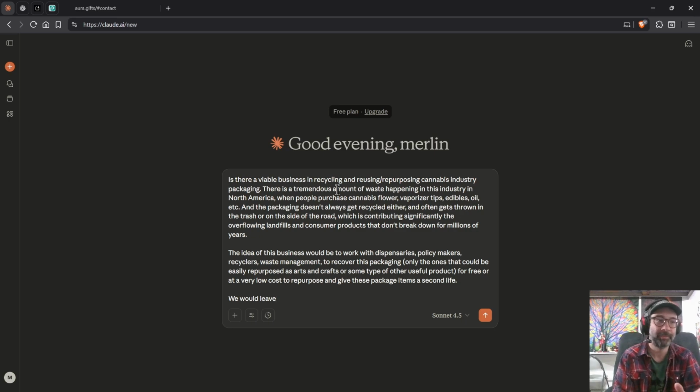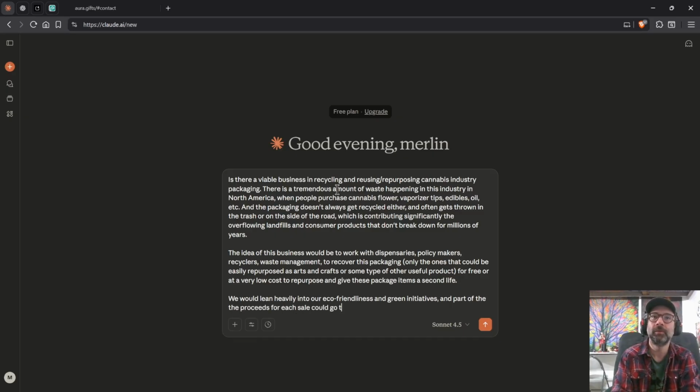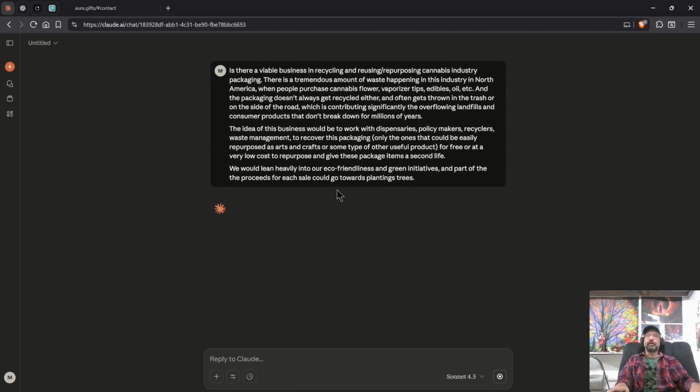If you leave it too vague or wishy-washy, you're not going to get what you want. And plus, more information is always better than not enough. We would lean heavily into our eco-friendliness and green initiatives. And part of the proceeds for each sale would go towards, I don't know, planting trees. Just as an example. Let's start with that, and we can always refine it and go from there.